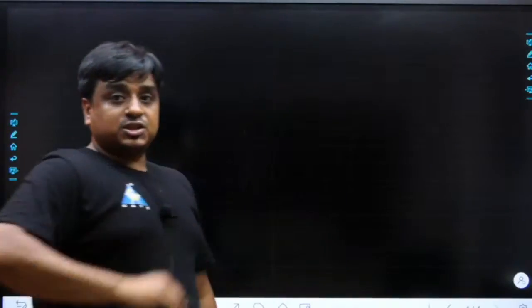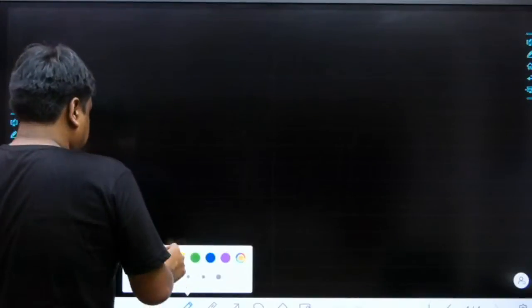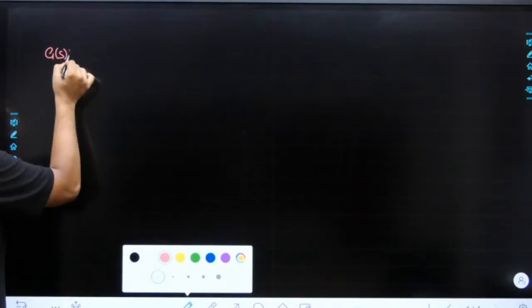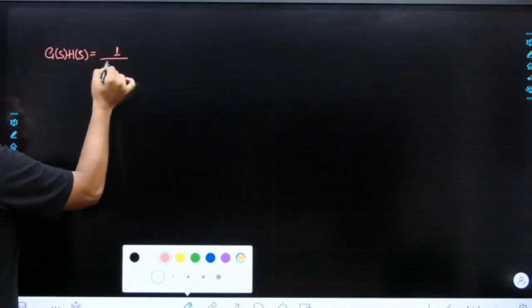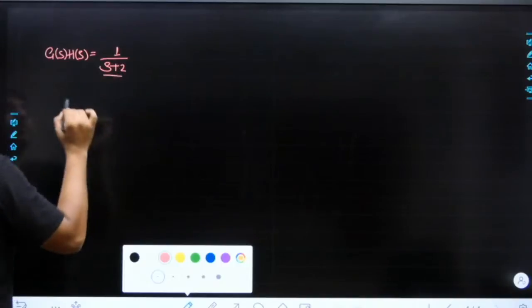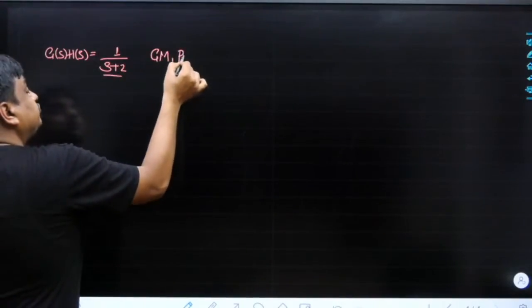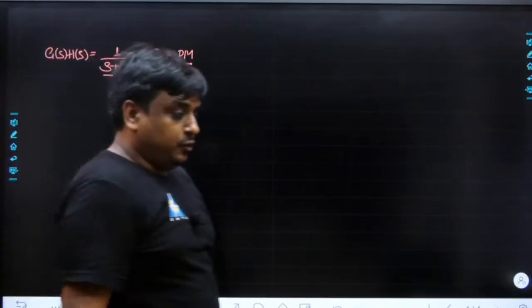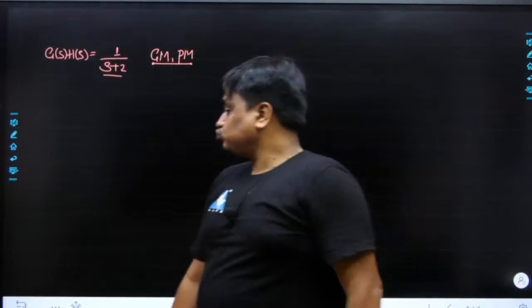Let me take the next question. This is a design question. G(s)H(s) = 1 / (s + 2). What would be its gain margin and its phase margin? What value of gain margin and phase margin do we expect this OLTF to carry?